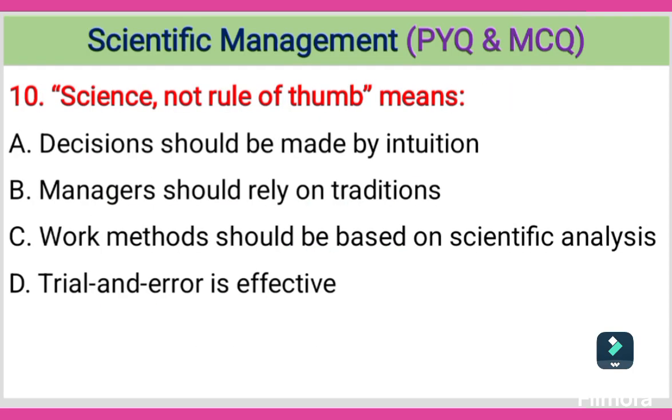Next question is, science not rule of thumb means A is decision should be made by the intuition, B, manager should rely on tradition, C, work method should be based on the scientific analysis, D is trial and error is effective. As we have studied earlier that the scientific management principle include science, not rule of thumb. And the scientific management says is work method should be based on the scientific analysis. So the correct answer is C.